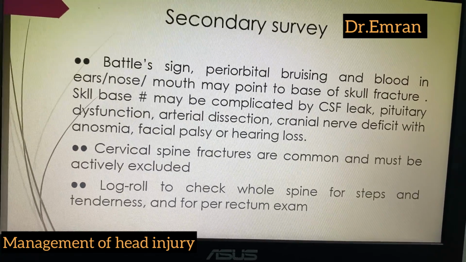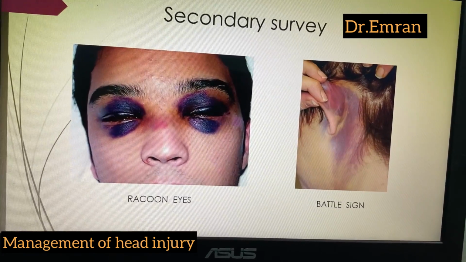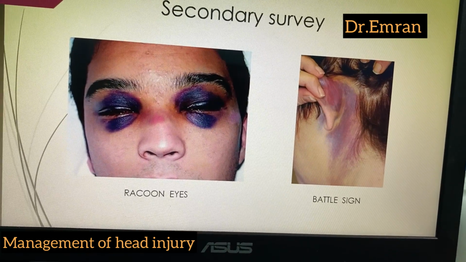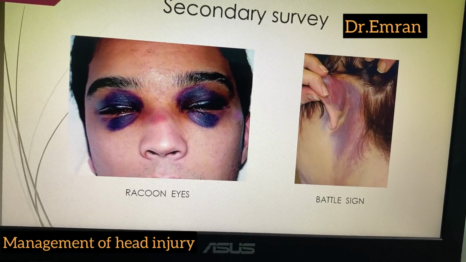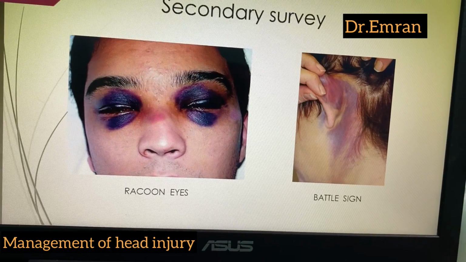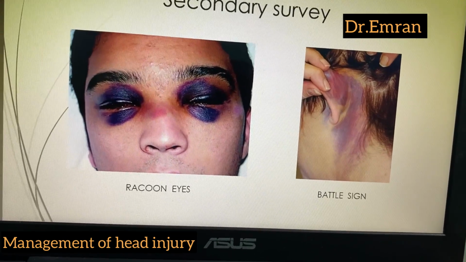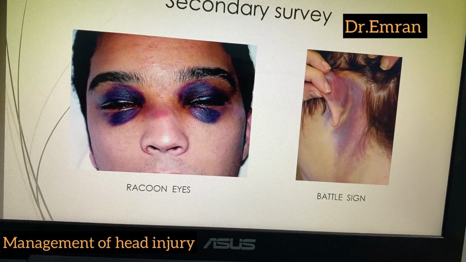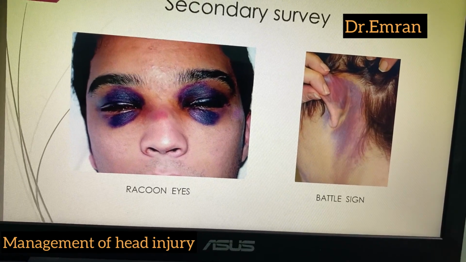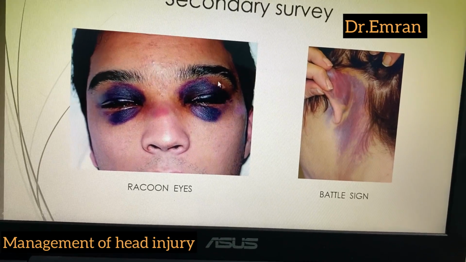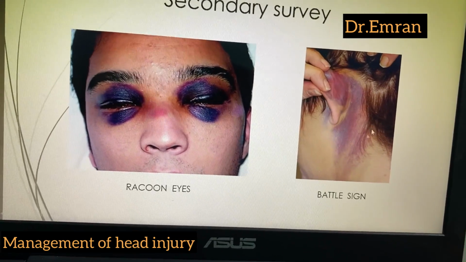Now I am going to the secondary survey. In the secondary survey, it is important to look for the raccoon sign and battle sign, which indicate whether the patient is suffering from a skull fracture or not. Raccoon eyes is the periorbital bruising and battle sign is the periauricular bruising. You are seeing this in the picture. That is the raccoon sign. This is the battle sign.